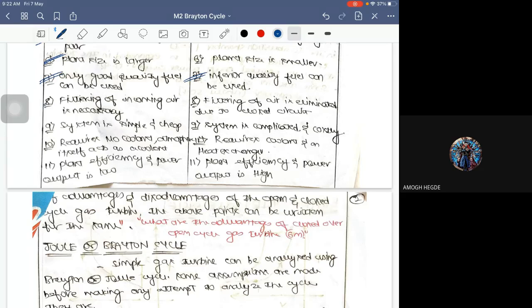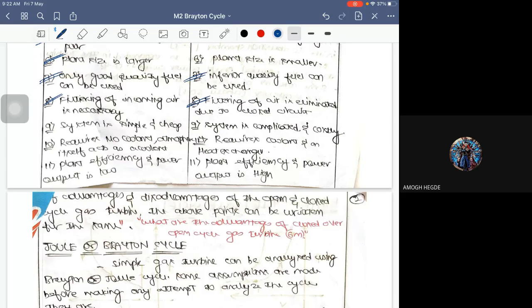Next point. Filtering of incoming air is necessary, because every time you are taking a fresh charge, fresh air, you are taking it in. So filtering is necessary here. Filtering of air is eliminated due to the closed circuit.